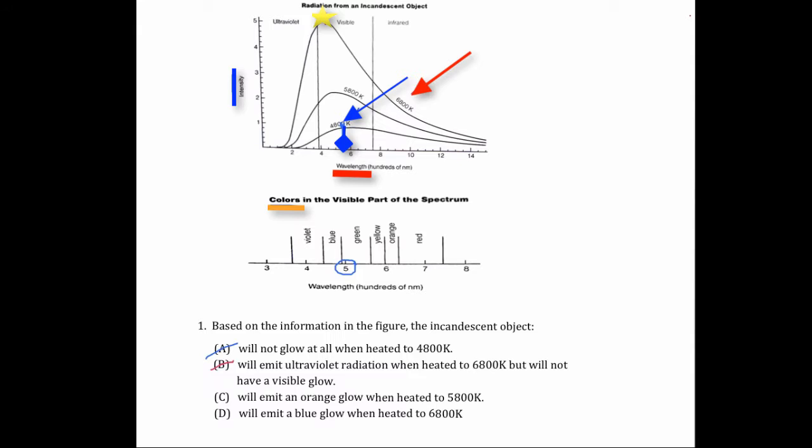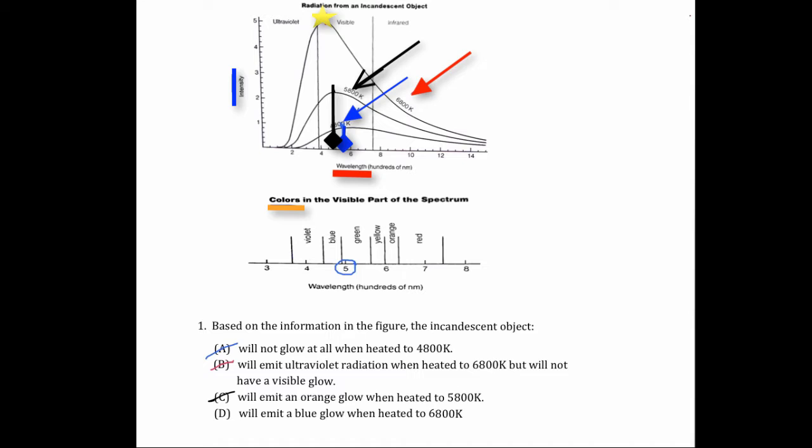C says that the object will emit an orange glow when heated to 5800 degrees Kelvin. So here's the 5800 degrees Kelvin curve, and we see that the peak energy there is right about at the top of the curve. And if we were to draw down to the x-axis, we'd see that we were about 500 nanometers. And at 500 nanometers, the color is, again, in the blue and green range, not orange. So C is not the right answer.